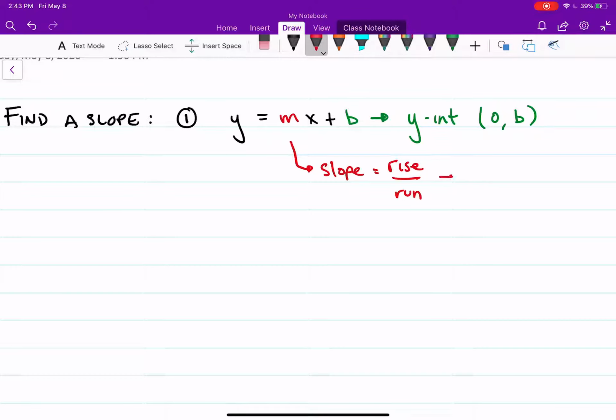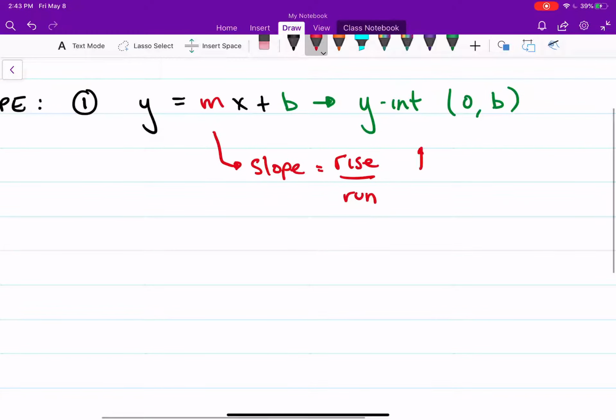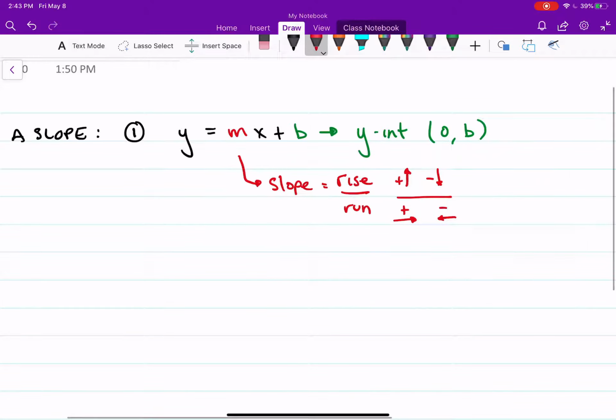And also I said that if we rise upward, it'd be positive, and downward would be negative. And with the run, if we go right it is positive, and if we go left it is negative, right? So that's one way of doing it.